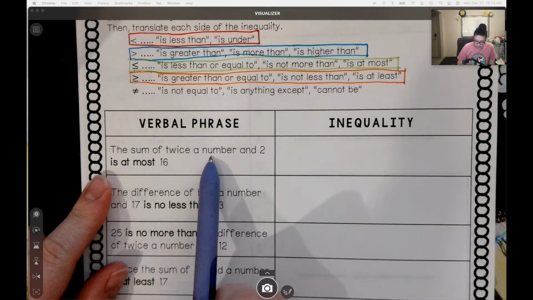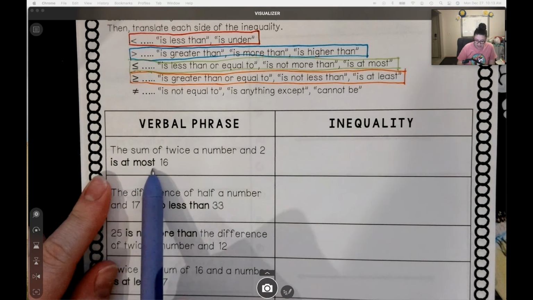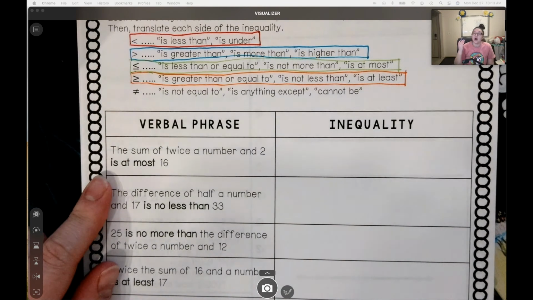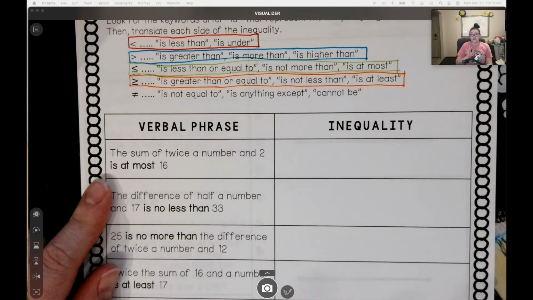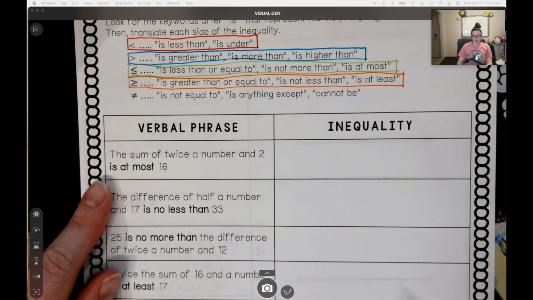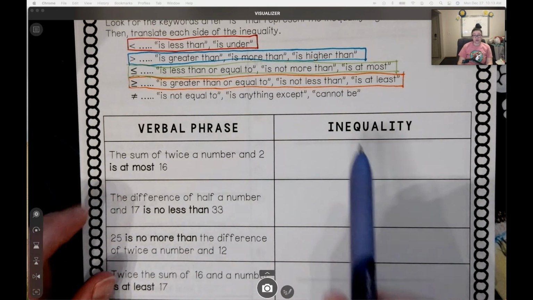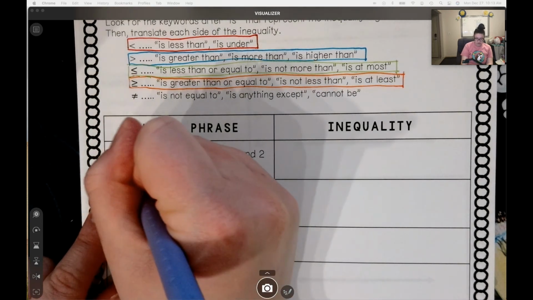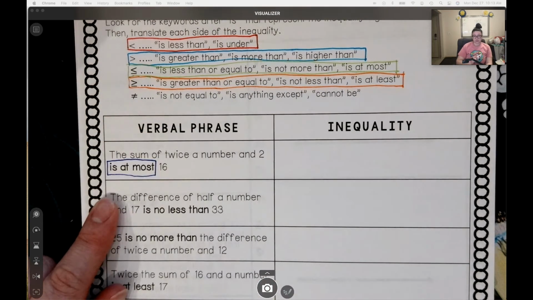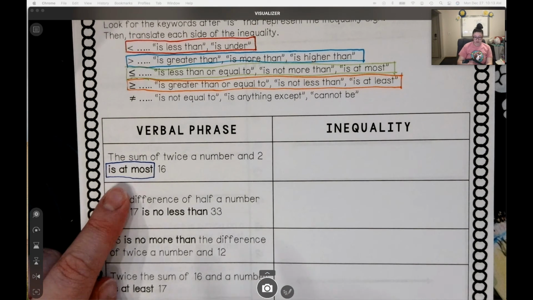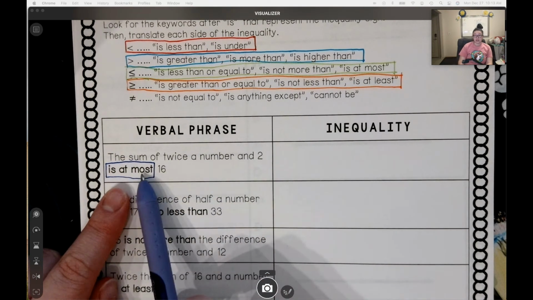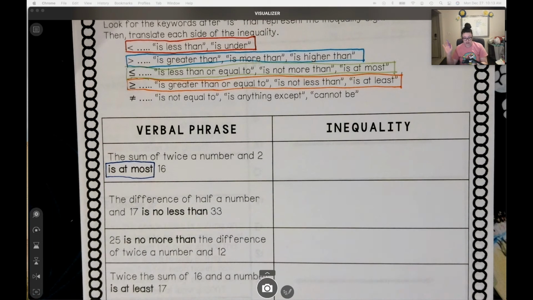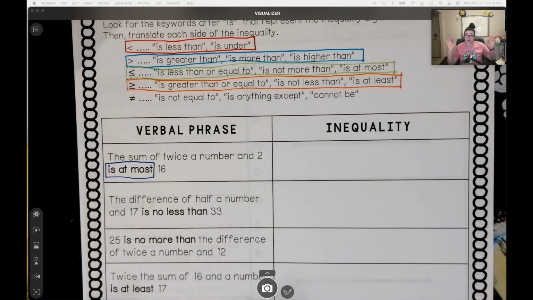The sum of twice a number and 2 is at most 16. When I'm going through and doing this with inequalities, the first thing I like to figure out is, what is my inequality symbol? What words are for my inequality? Here it's nice that they bolded it for us. Is at most. Everything that came before my inequality is going to be on one side. Everything after my inequality is going to be on the other side.